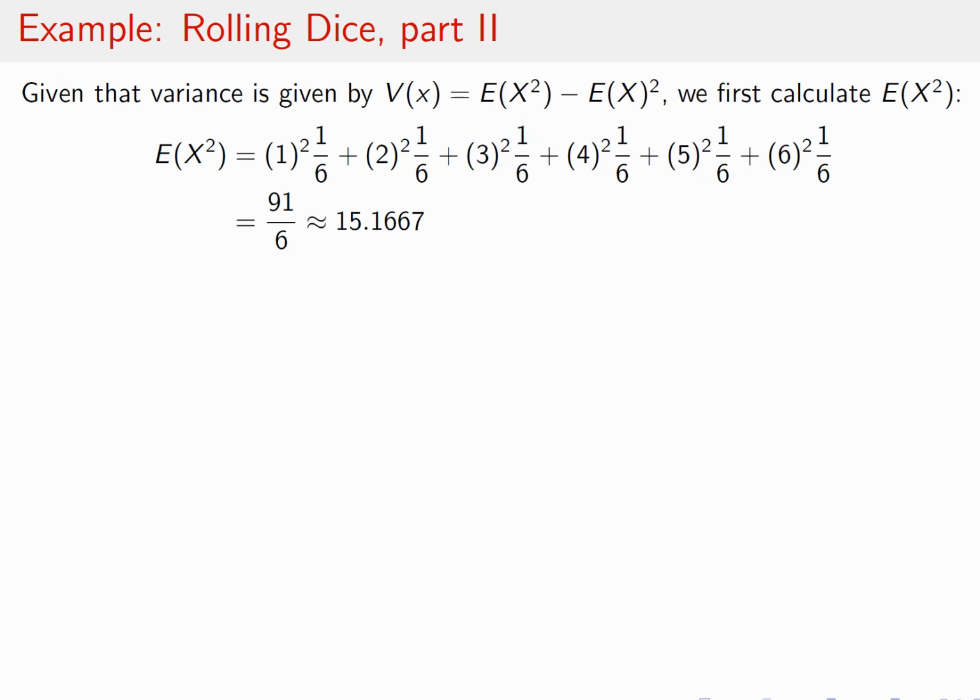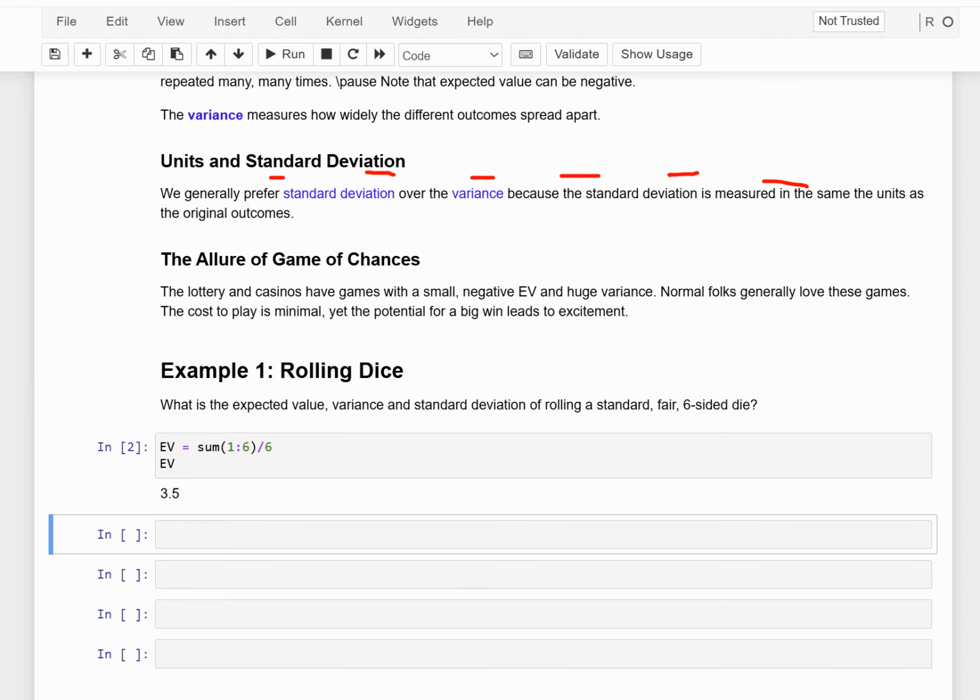Okay. And remember that variance is the expected value of the outcome squared. So 1 squared is still 1, but 2 squared is 4, and 3 squared is 9, 4 squared is 16, 25, 36. Okay? And let's see how to do that in R.